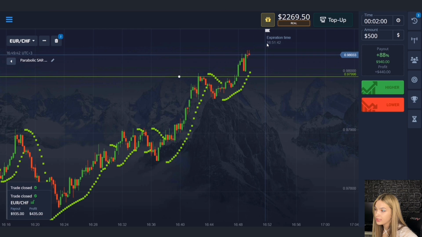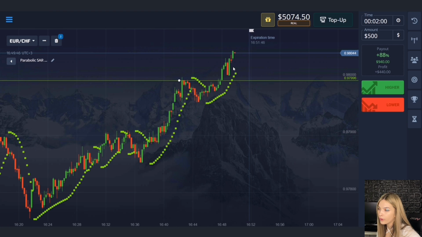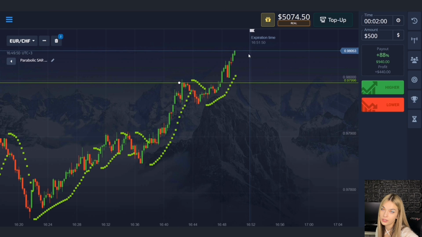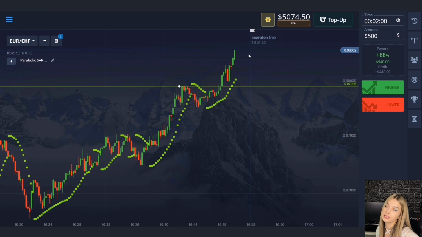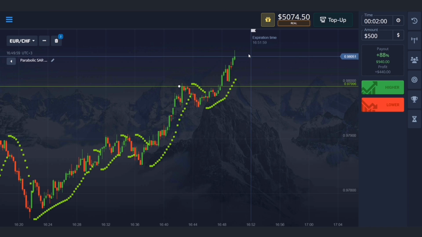Alright guys, that's great. The price really continued to move up. The level was still broken. This is where we make a profit. 2 minutes in this situation was totally fine for us, and also the indicator turned out to be right again and gave us a really good entry point. So guys, let's continue to consider another situation on the market.